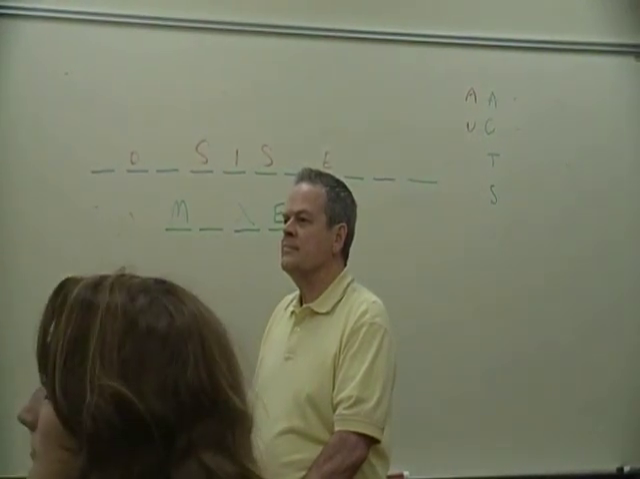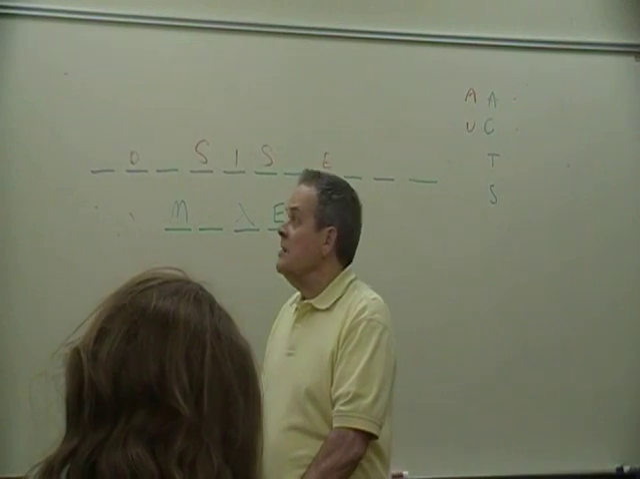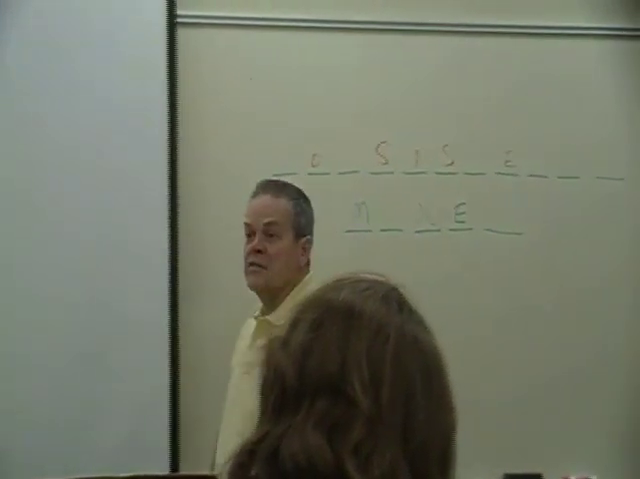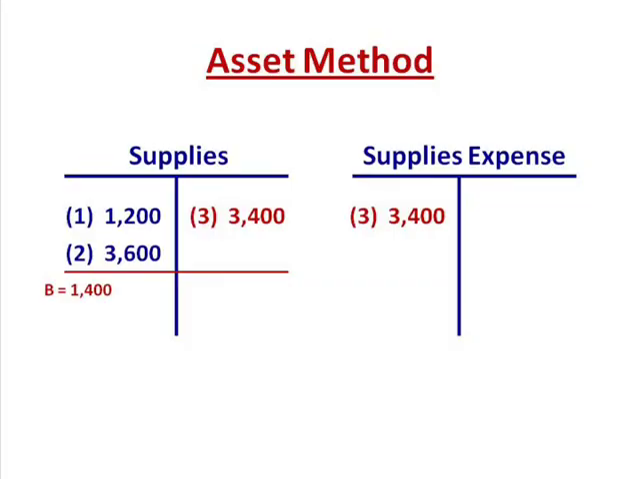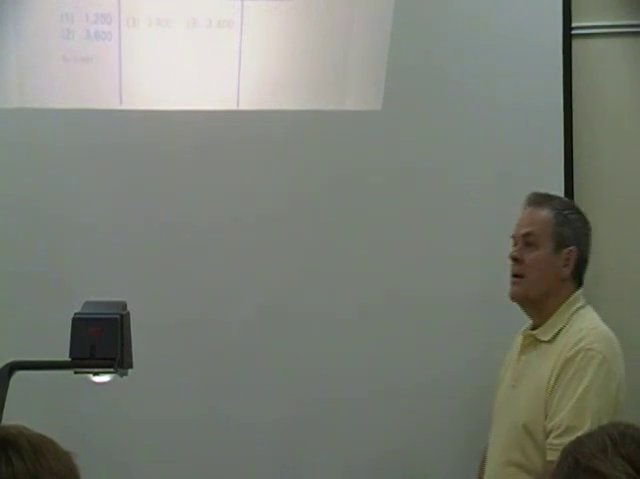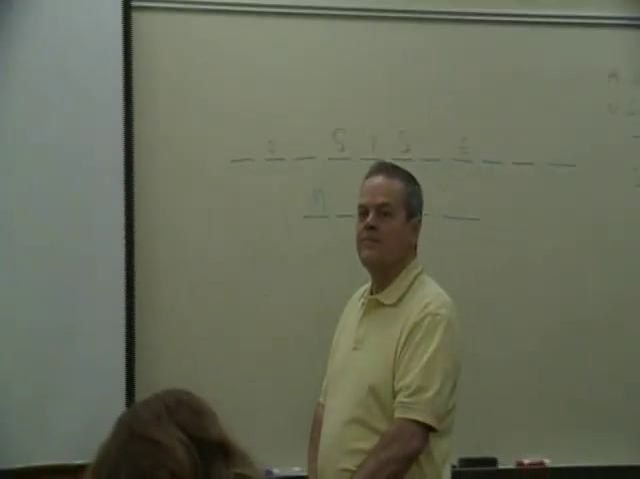Okay, so supplies is essentially closed. Is that correct? No. Supplies has a balance in it. What's supplies' balance right this minute, Chris? $1,400. Okay, so I need to get supplies expense for the $3,400 to completely go away, to get it to zero. There you go.